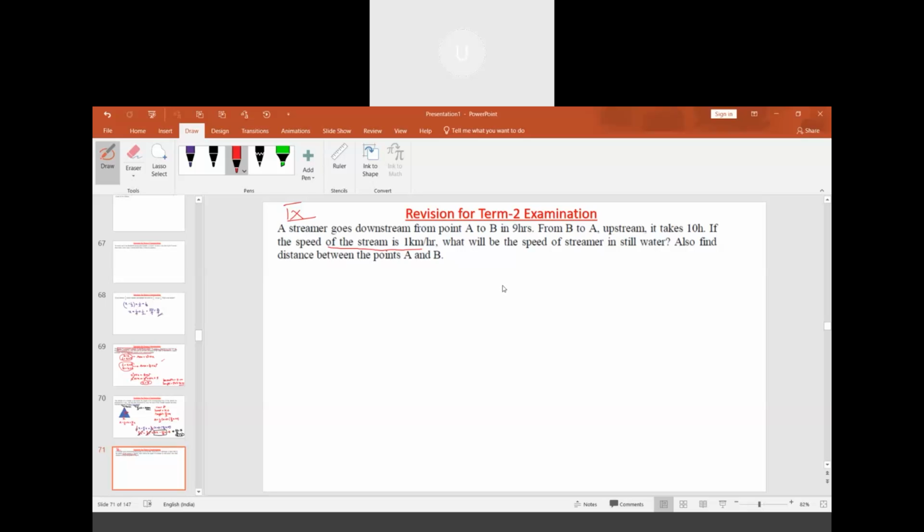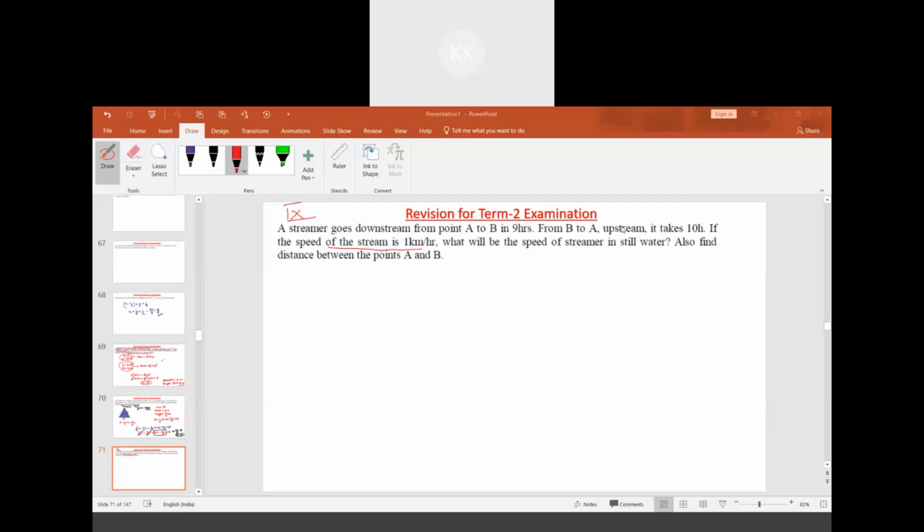You people must have experienced swimming in a river. If you are swimming in the direction of the water, the swimming becomes easy. It will be faster. If you are swimming in the opposite direction, it will be slower. You need to put extra effort, isn't it?